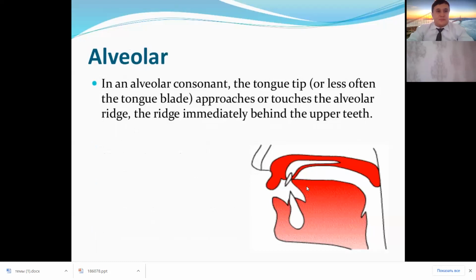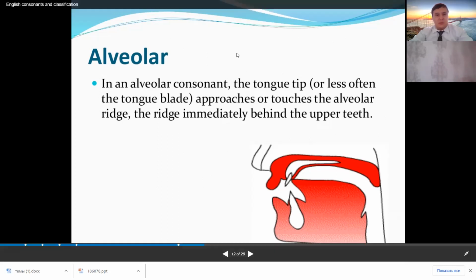Okay, the next organs that help us to produce consonants are alveoli. In an alveolar consonant, the tongue tip, or less often the tongue blade, approaches or touches the alveolar ridge, the ridge immediately behind the upper teeth.